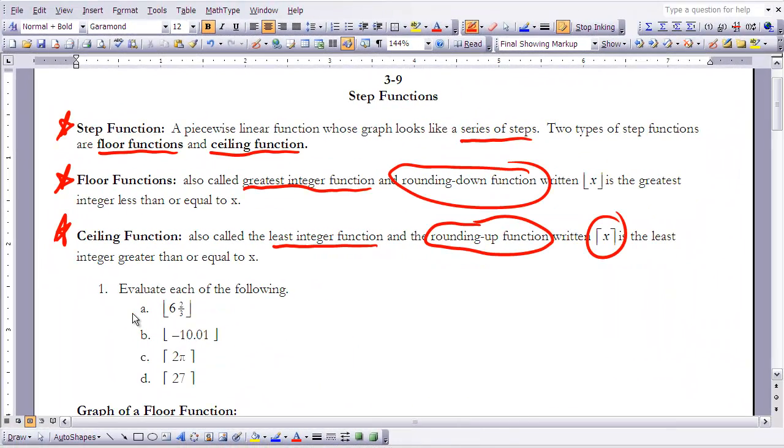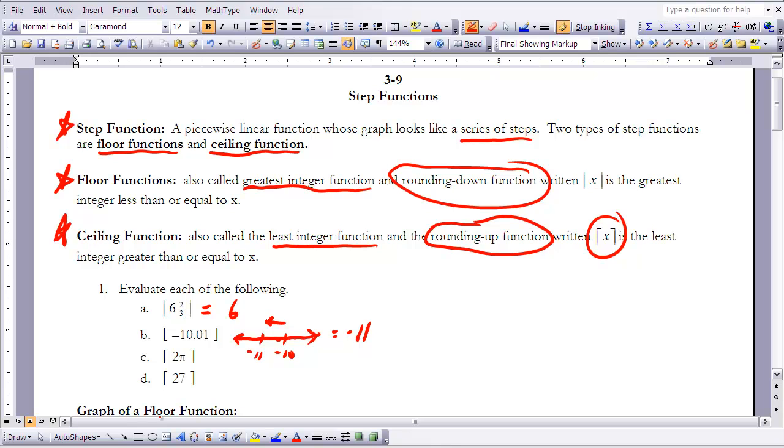Let's take a look at a couple of quick examples involving the floor and ceiling function. Parts A and B are both the floor function, so we're just rounding those down. 6 2/3 rounds down to 6. For negative 10.01, think about it on a number line: here's negative 10, here's negative 11. It's between negative 10 and negative 11, so I round it down this way. Therefore, it's equal to negative 11.